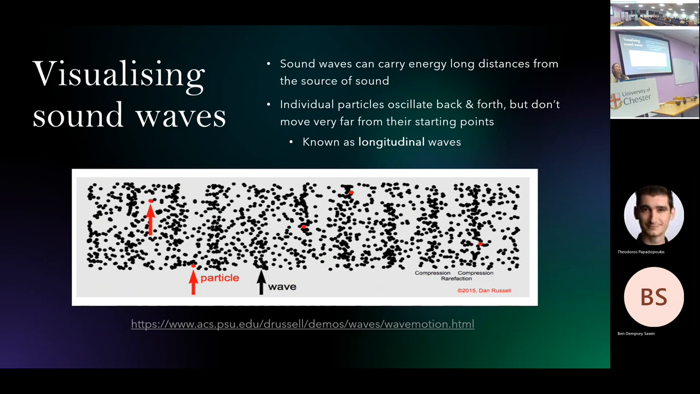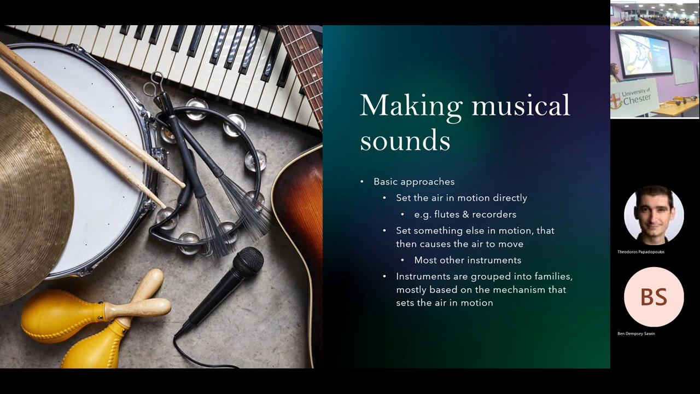Okay. So we want to talk tonight about sound and music. I'm not going to dwell too much on what we've just been talking about. How do we use that basic physics to make musical sounds? Well, there are two basic ways of doing it. One is to set the air molecules in motion directly and make them oscillate regularly. And the other one is to set something else in motion and get that to move the air.